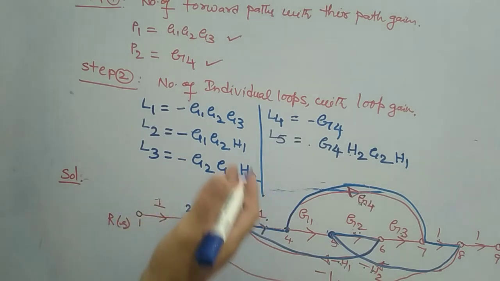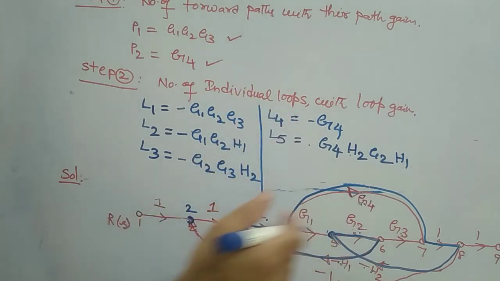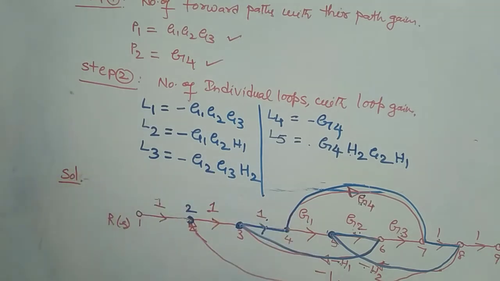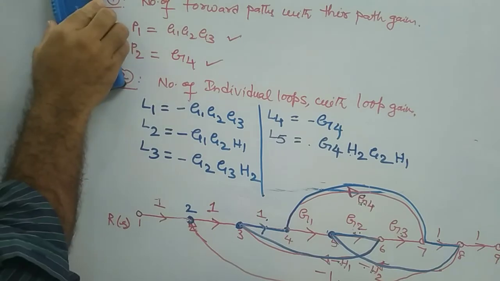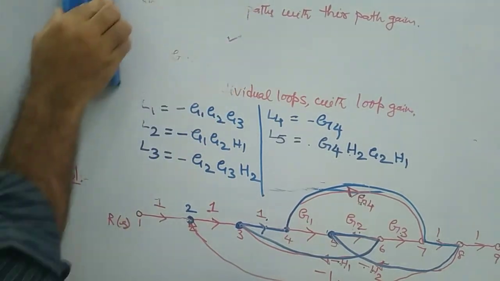Next, other than these 5, there are no individual loops available in this signal flow graph. Next, that is your step number 2. Now, step number 3. So I am erasing this. Carefully note down this and follow.